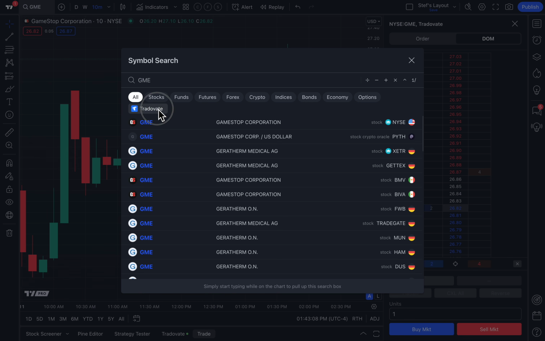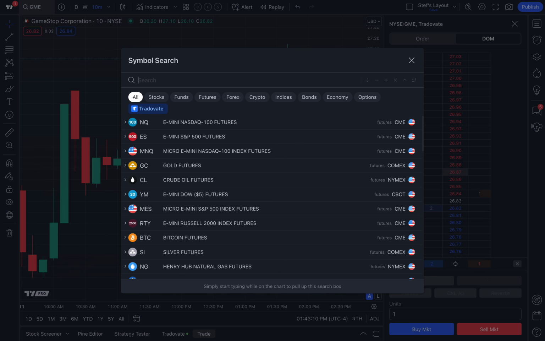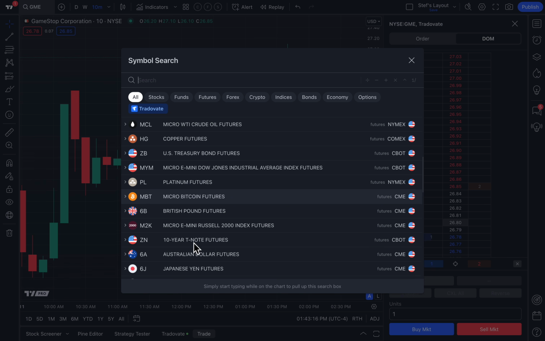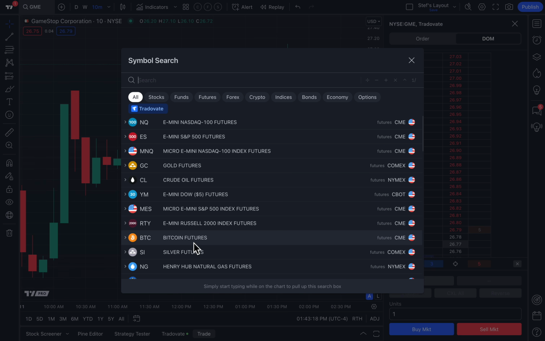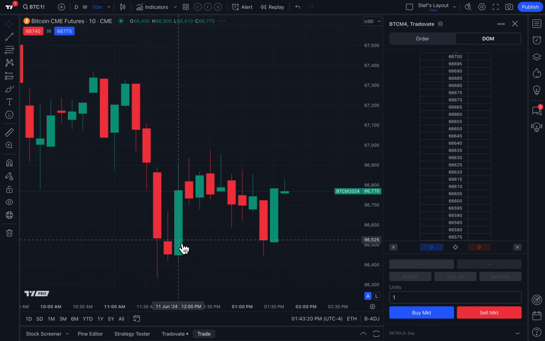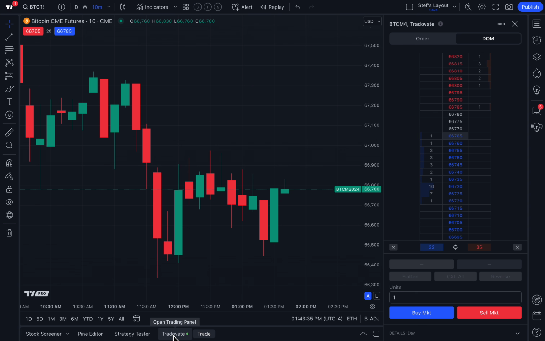TradingView more so is focused on utilizing futures markets. So we have TradingView selected, and now we can feel confident that our depth of market will be filled for any of these symbols. So let's go ahead and click Bitcoin futures. Now we look at our depth of market and check it out. It's active, it's alive, it's filled, it's looking really, really good. So this is another key thing to really make sure you understand and utilize, which is your connected broker and the data sources that you have.